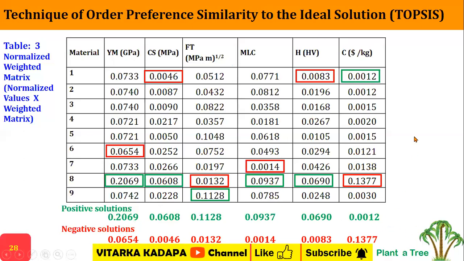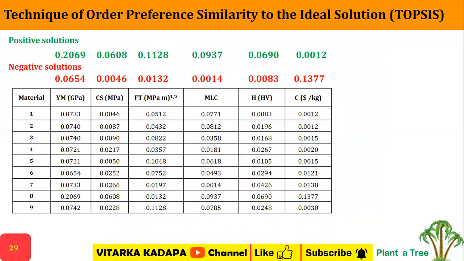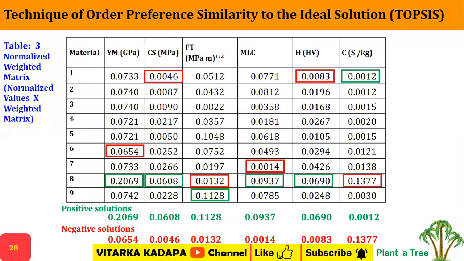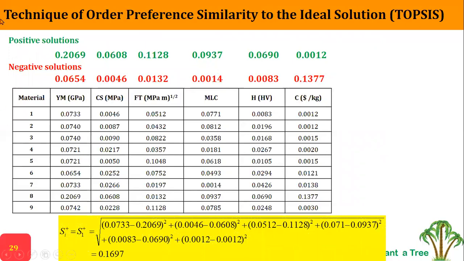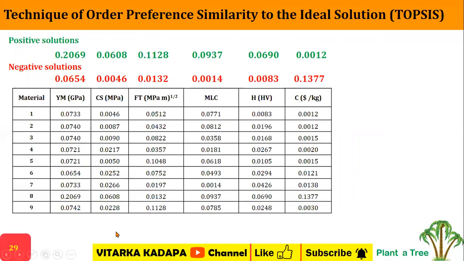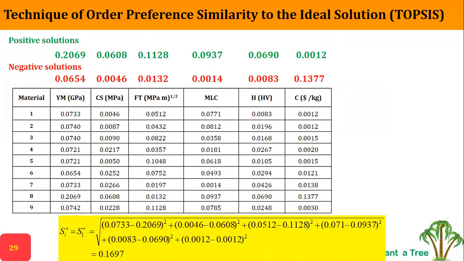negative solutions. From these positive and negative solutions, I am going to estimate the separation matrices. So how do we identify these separation matrices? This is very important. This is the table where I have taken the solutions. Here I have the formula. So what is the formula? S plus is equal to the square root of the summation of (current value minus positive value) whole square. So here I'll get a table like this, separation matrix plus.